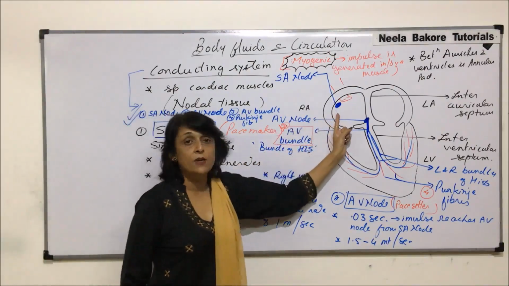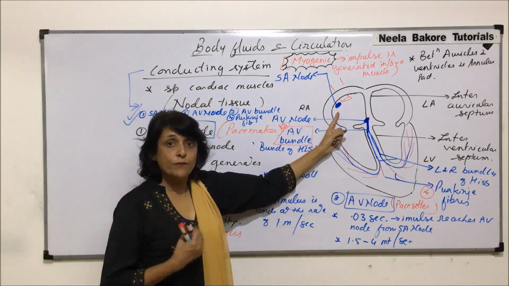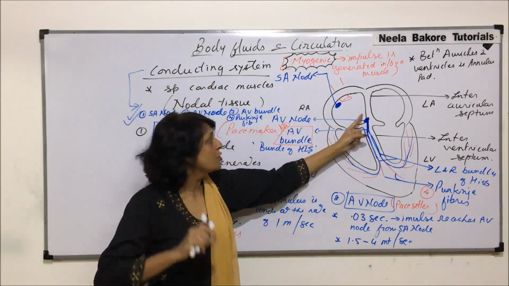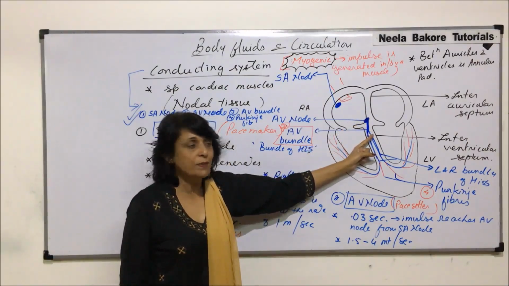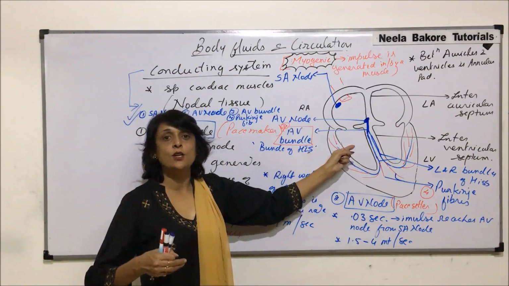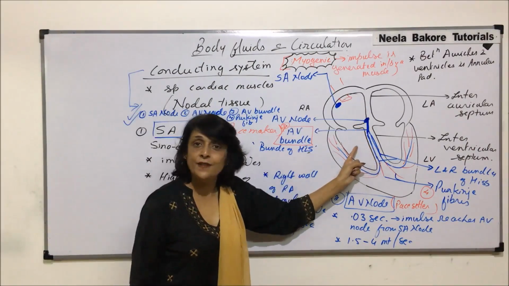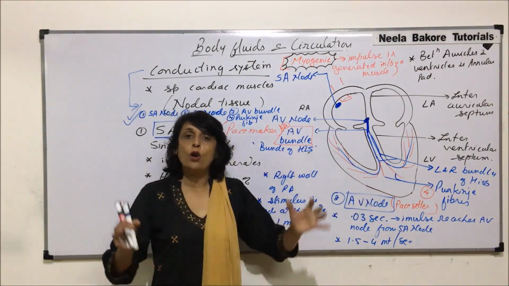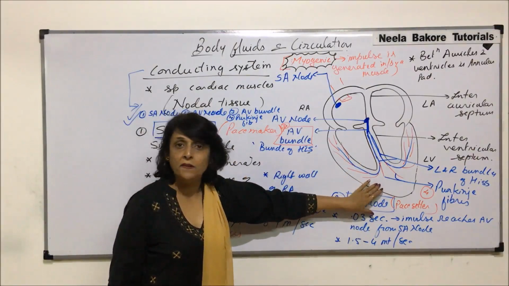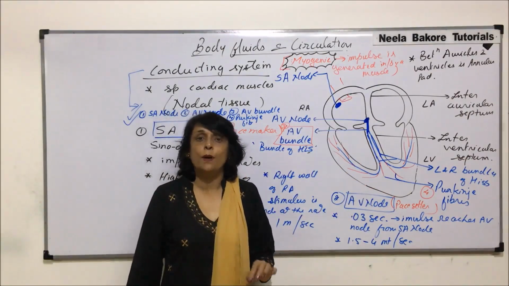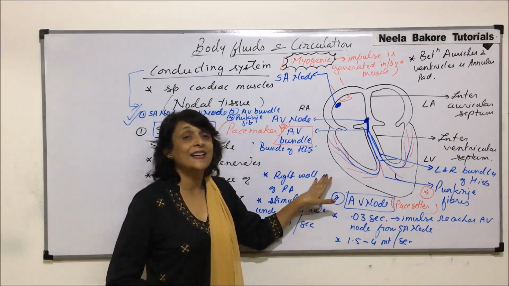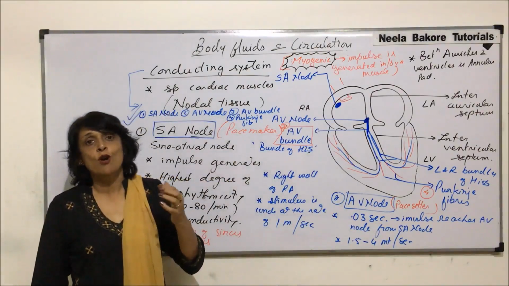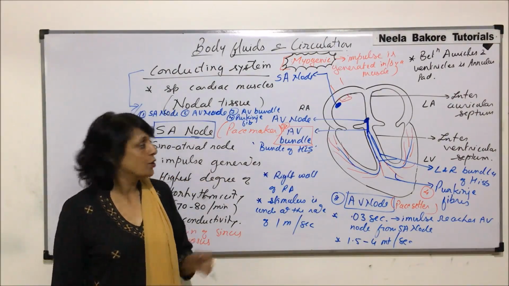Location: SA node, right wall of right atrium; AV node, right atrium, but at the junction of interauricular and interventricular septum; AV bundle, it descends into the interventricular septum; left and right branches again in the interventricular septum; and Purkinje fibers all over the wall of the ventricles. And this is how the impulse spreads or gets conducted on the wall of heart. And that is why our heart is able to contract or beat in a rhythmic manner.